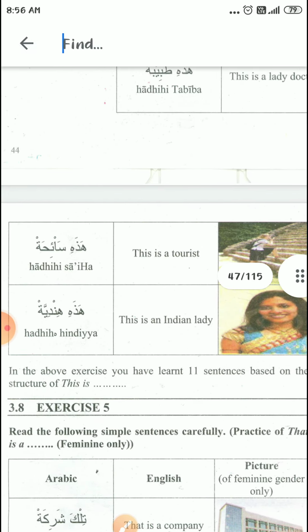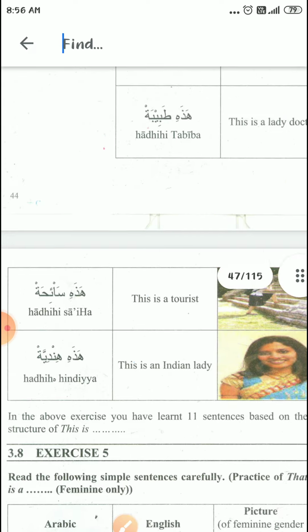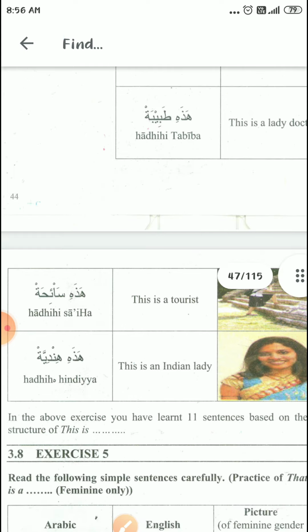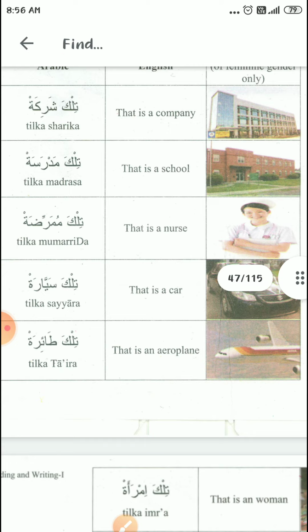هذه سائحة. This is a female tourist. هذه هندية. This is an Indian lady. In this exercise, we have learned 11 sentences based on the structure of this is هذه.